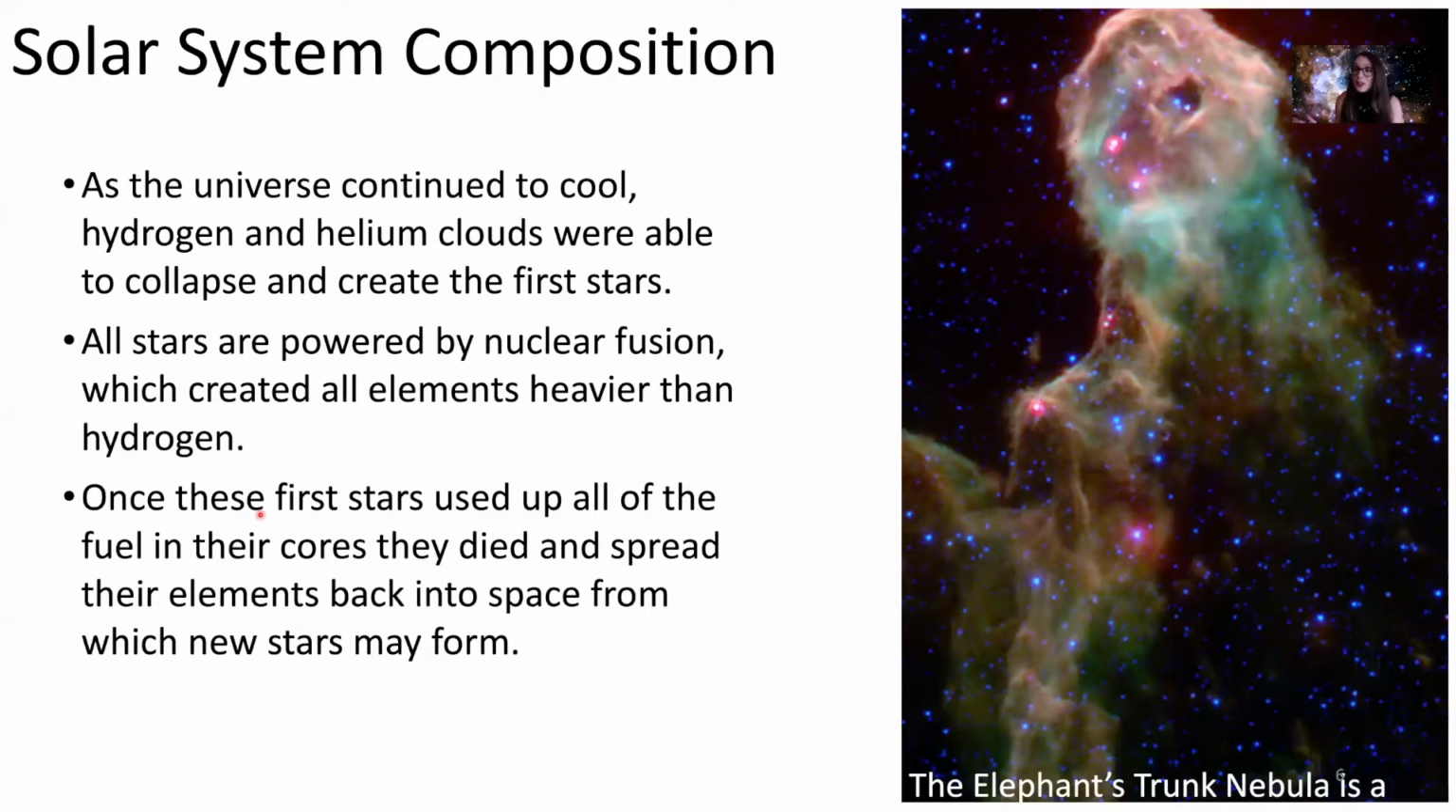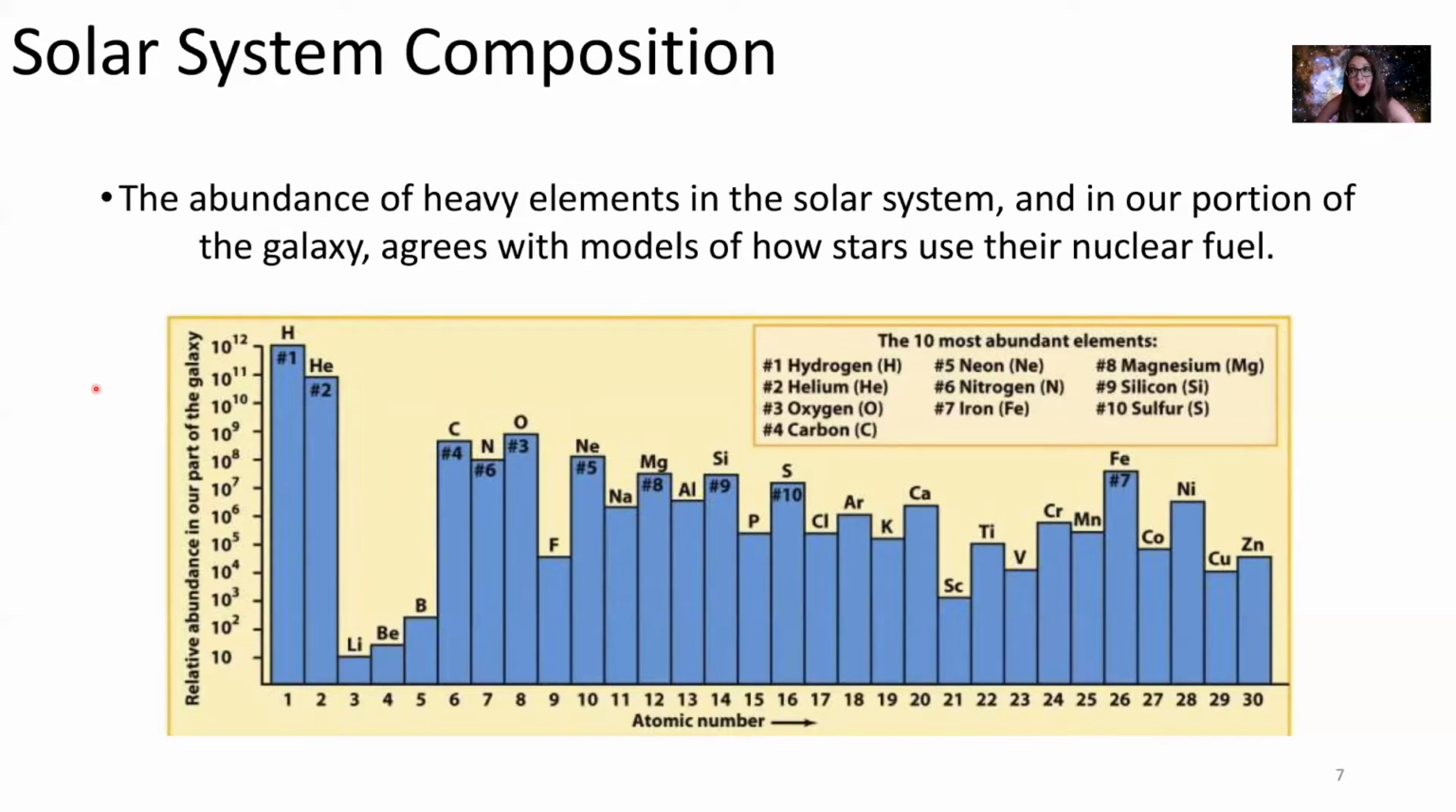So once these first stars used up all the fuel in their core, which at that time was mostly just hydrogen, helium, lithium, they died, and they created other elements higher up on the periodic table. And then they spread these elements back into space, from which new stars are going to form from new clouds of gas and dust made up of other elements. When we observe the abundance of elements in our part of the Milky Way galaxy, we find that the abundance of elements agrees with models of how stars use their nuclear fuel, the fuel in their core.